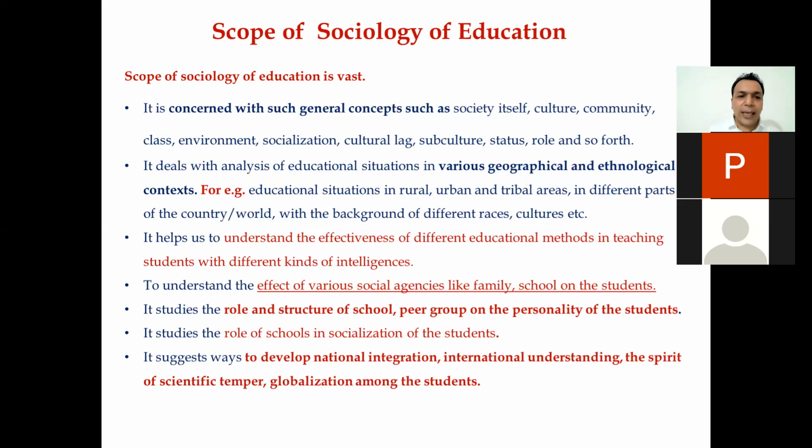Next, what is the scope? It helps us to understand the effectiveness of different educational methods in teaching students with different kinds of intelligence. Yes, this is important. You have to understand this being a teacher. What does the scope of sociology of education include? It helps us understand the effectiveness of different educational methods in teaching students with different kinds of intelligence.